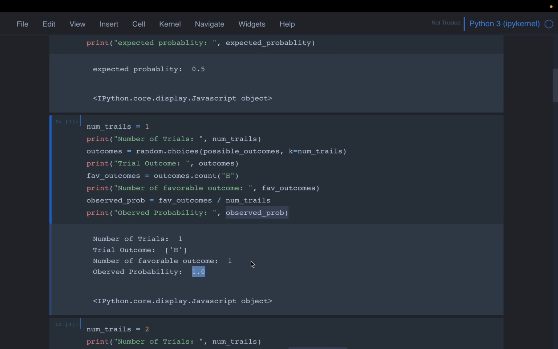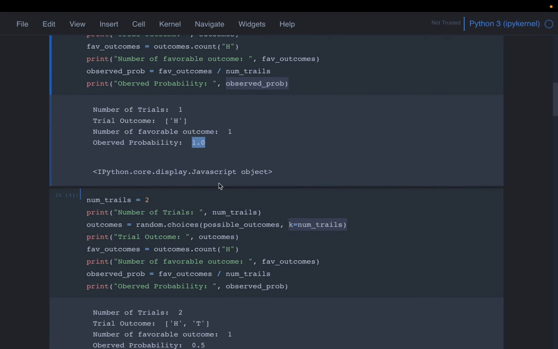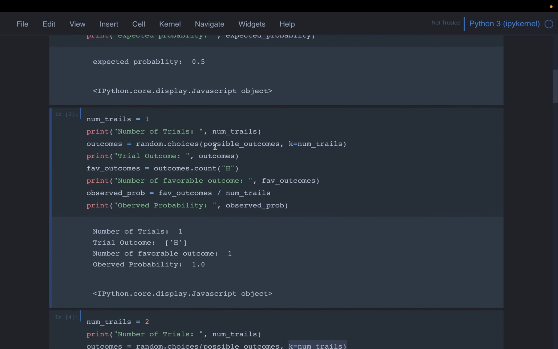That's what probability also means. Probability means when we do the experiment many times, what is the likelihood or the chance of getting that particular outcome, right? So that's why it is important to do the experiment many times. Okay, for example, let's see here. Now let's do one more time.